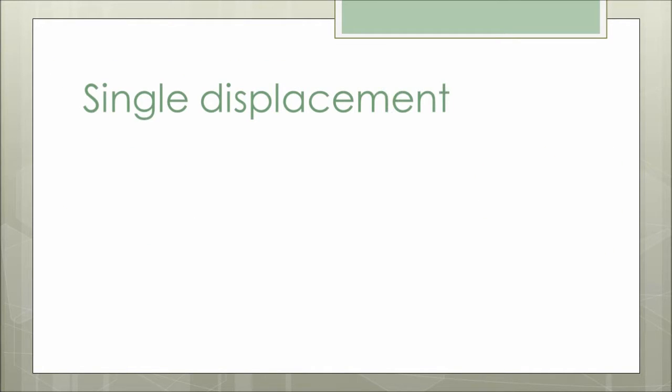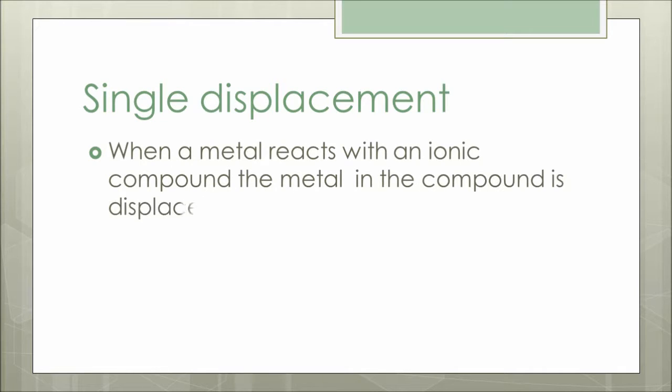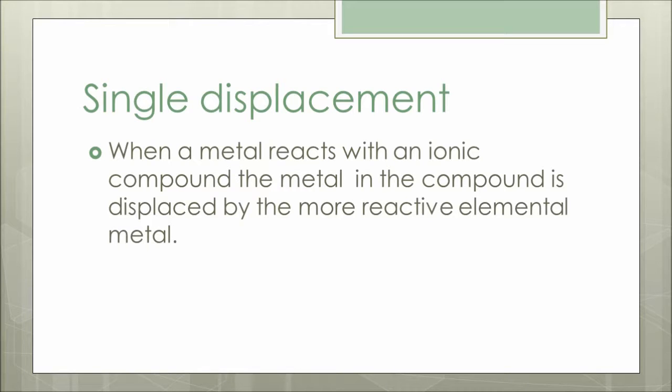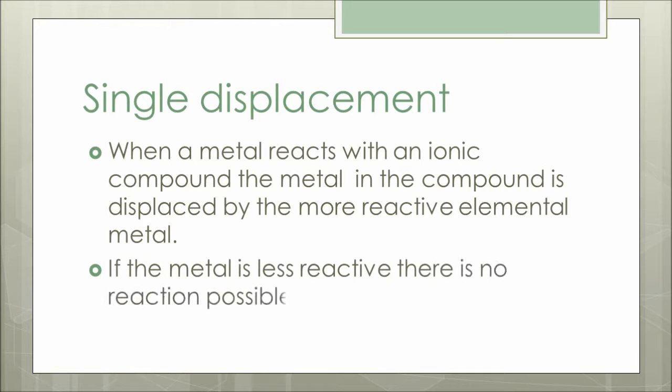The second type of reaction that we're going to look at is called a single displacement reaction, sometimes referred to as a single replacement reaction. Here, if an element, it could be a metal or a non-metal, reacts with an ionic compound, then if a chemical reaction takes place, the metal can displace the metal in the ionic compound. That's what it means here. Which also implies that if the metal that we have taken is less reactive than the metal in the compound, there will be no chemical reaction.